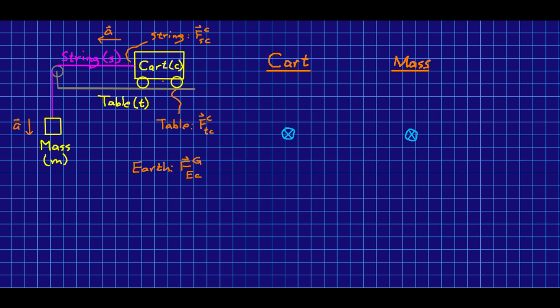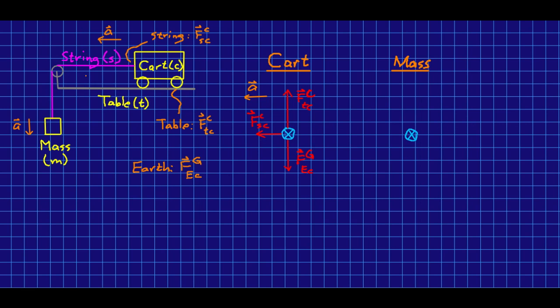So I'm going to start with the free body diagram of the cart, and so I've listed the agents and the forces that they'll exert. The table is just going to push up. And then there will be a gravitational force down, and the string is going to pull to the left. And we already know that the cart accelerates left.